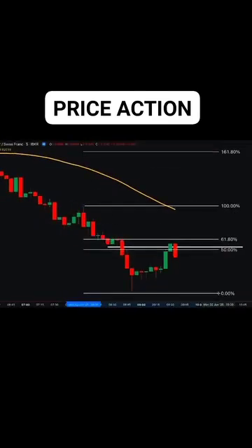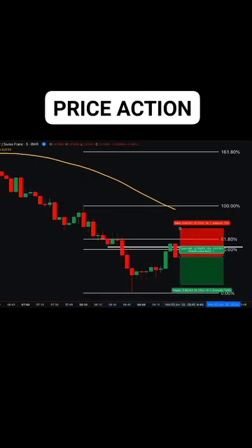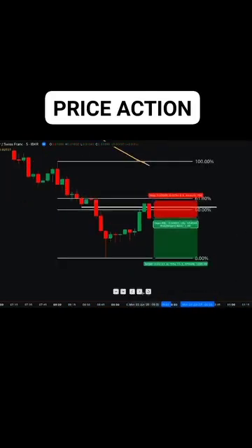Let's go back to the 5-minute chart and plan the trade. Here's how you would take this trade. You enter at the close of the engulfing trap candle. Your stop loss goes just above the high of the trap setup. The target, the next support level below, and always aim for at least a 2-to-1 reward to risk ratio to make the trade worth it.